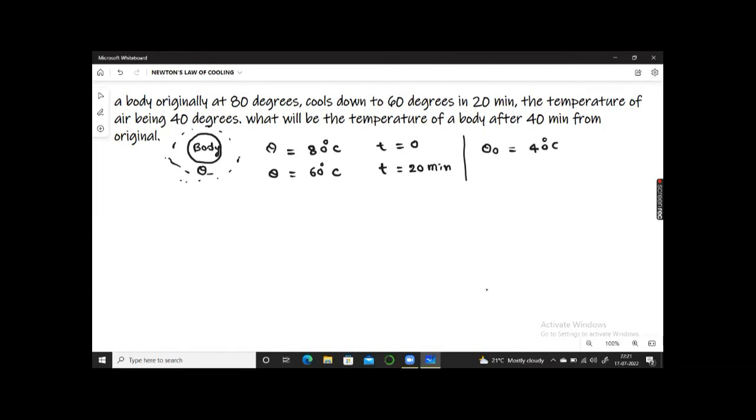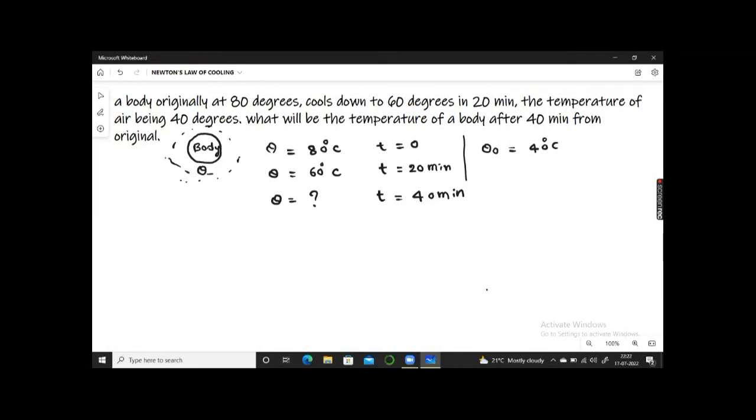Now, what he is asking, what will be the temperature of your body after 40 minutes? It means what is the value of theta at t is equal to 40 minutes from 0 time. Remember, it is from original means from 0 time. It means now I need to form an equation between theta and time t, because theta, the body temperature, is varying with respect to time. So if you are able to give an equation between theta and t, at any value of t you can find theta value. So that is what you have to identify, or you form an equation.